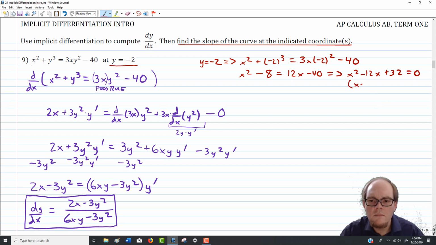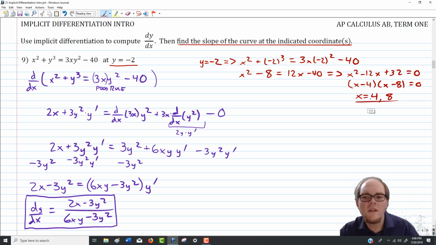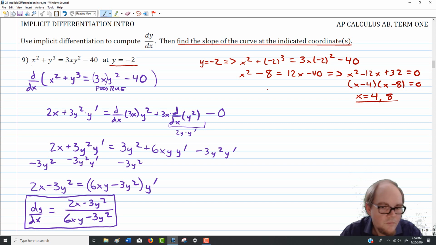Doing some quick factoring, not trying to do too much here, we get that x minus 4 times x minus 8 equals 0, and lo and behold, we actually get two separate x values in this case. That can kind of feel strange. It might make you think that you've done one incorrectly. Unfortunately, you haven't. There's just two possible answers here. We have two potential slopes of the curve at that indicated coordinate. In fact, we can graph this one on Desmos right after we finish the problem and see if this is at all accurate. Hint, it is.